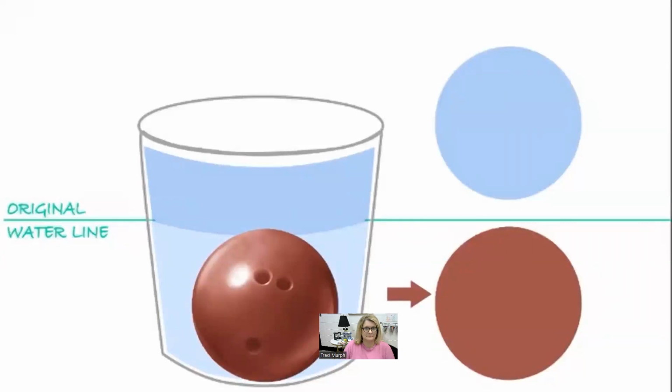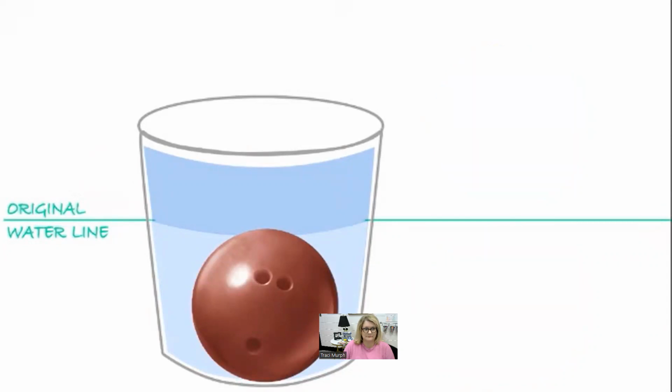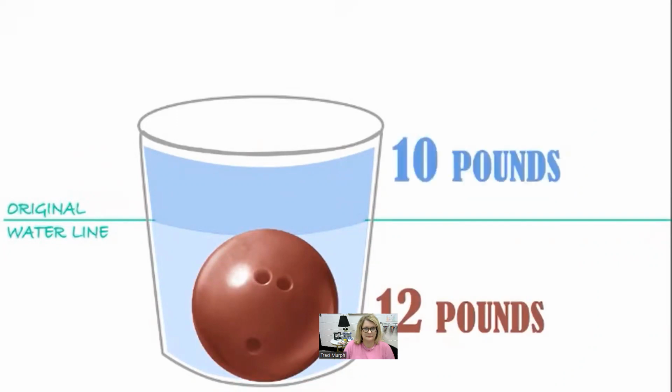But volume is not what makes the ball sink. The ball sinks because it's heavy. This bowling ball weighs 12 pounds. Water weighs something too. A bowling ball-sized chunk of water weighs about 10 pounds. The water wants to return to its original level, but there's a 12-pound bowling ball in the way. Since the bowling ball is heavier than the displaced water, the bowling ball has more sinking power.